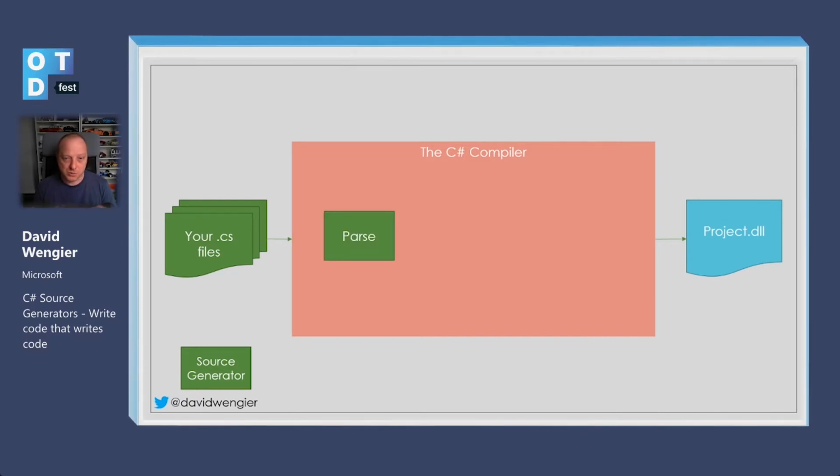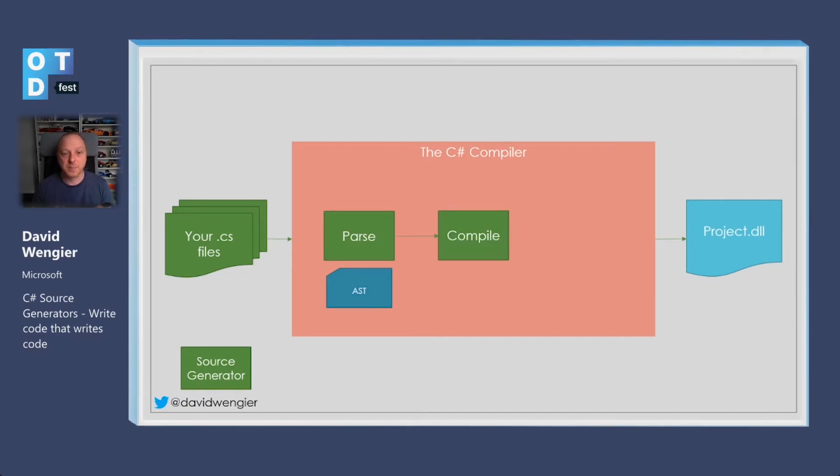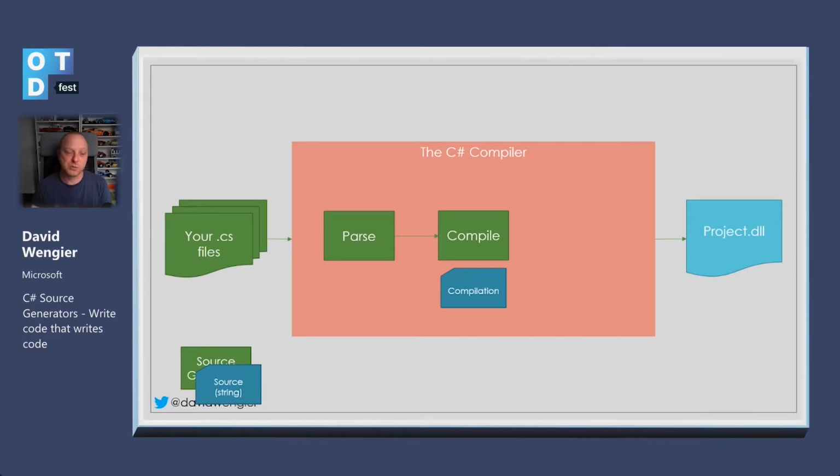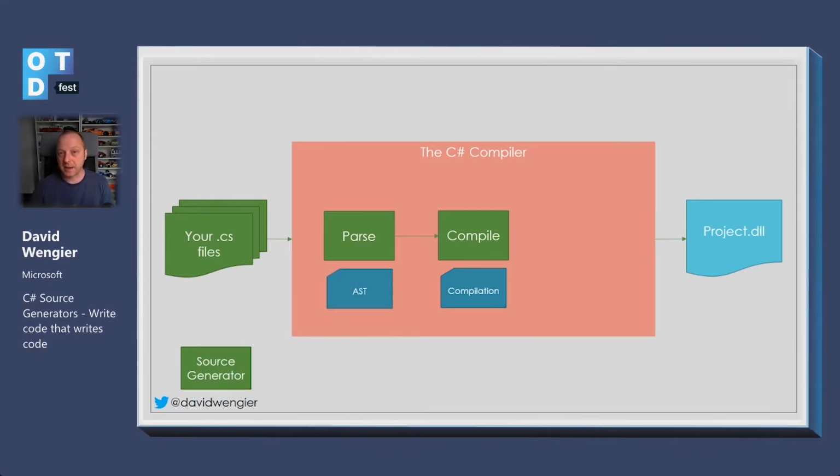So what happens is your C# files come in through the parse phase, they produce an abstract syntax tree, that's the same. The syntax tree gets pushed over to the compile phase, we produce a compilation. But now what happens is your source generator is called. Your source generator is given the abstract syntax tree and the compilation, and it produces some new source. It produces a string, or multiple strings, but it produces some new code. That new code, that string, is sent back through the parse phase, becomes a syntax tree.